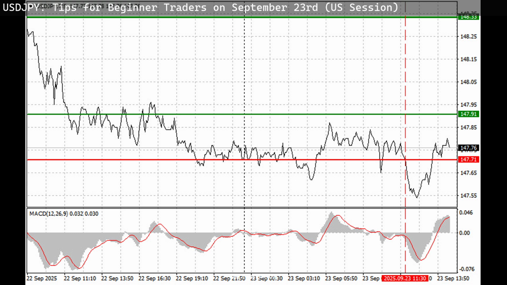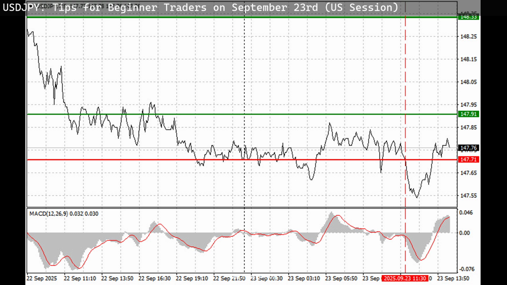Scenario 2, I also plan to buy USDJPY in case of 2 consecutive tests of 147.71 when the MACD indicator is in oversold territory. This will limit the pair's downward potential and trigger an upward reversal. Growth toward 147.85 and 148.16 can then be expected.